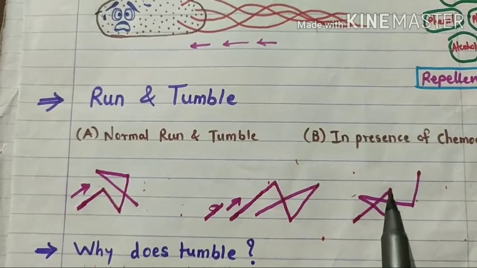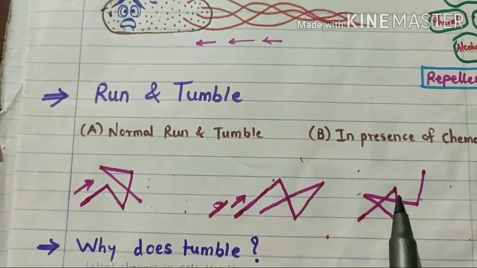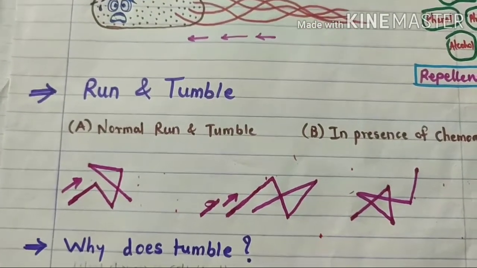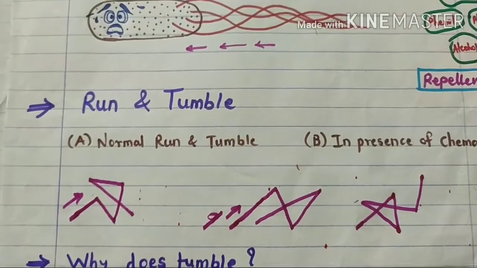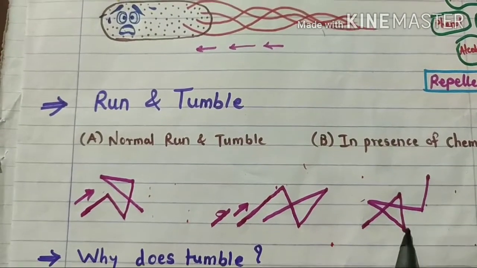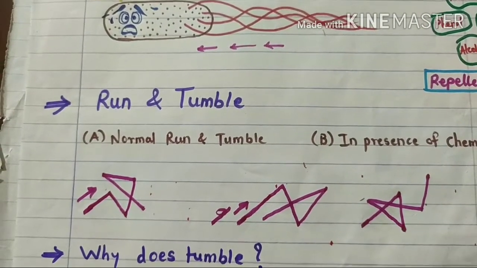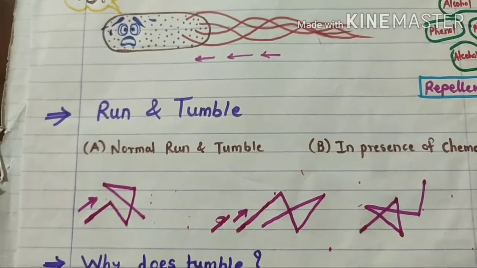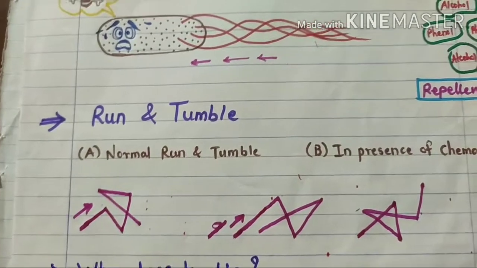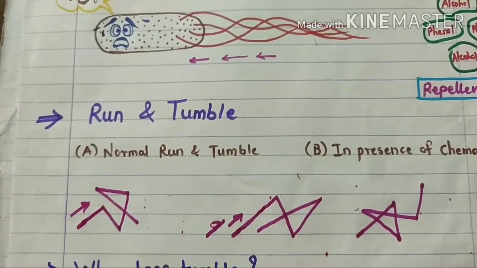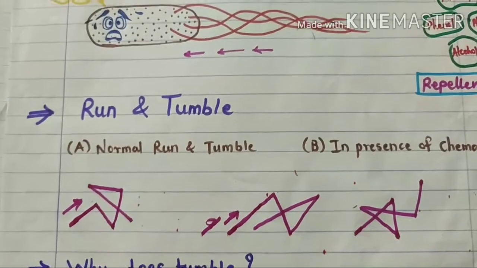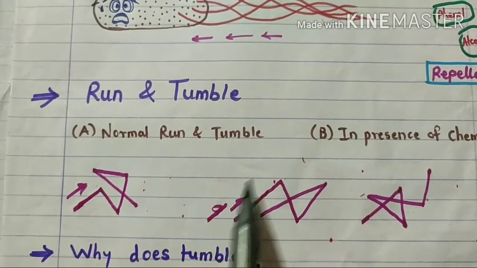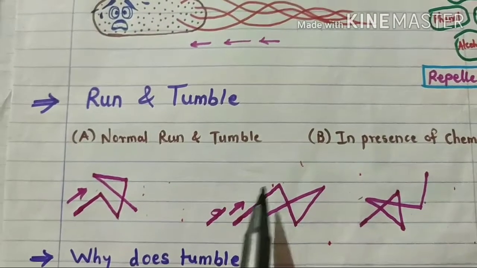So it will randomly change its direction in a hope that it will lead to a new direction where there will be no repellent, so there will be no phenol or alcohol. So it will change the direction. If there is still phenol and alcohol, then it will again tumble. So this tumbling might provide a direction where the cell can swim or run in that direction and there is no repellent.